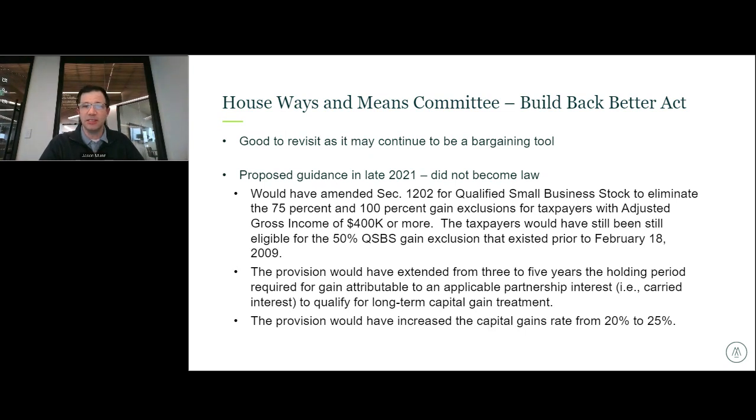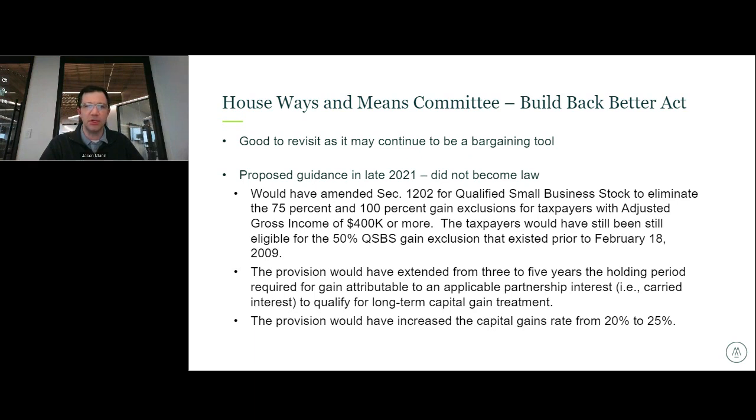It would have eliminated the 75% and 100% benefit for taxpayers with adjusted gross income over 400 grand. So pretty low threshold there that would not get any benefit, which if you think about it, and the gains that you're potentially talking about, that might eliminate it for most folks. So we'll just have to see how this plays out.